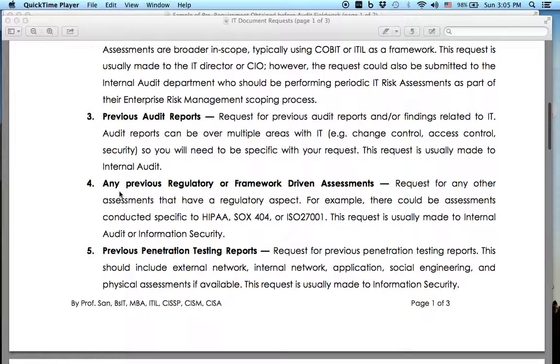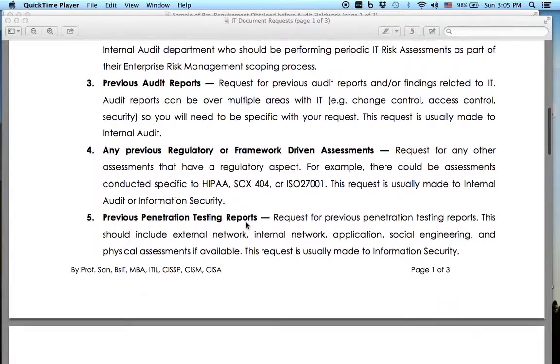And number four is any previous regulatory or framework-driven assessment. This is also an assessment for the organization-wide to assess whether the proper framework and regulation is required or not. Like we use Sarbanes-Oxley or ISO 27001. And number five is a previous pen test report, penetration testing report.